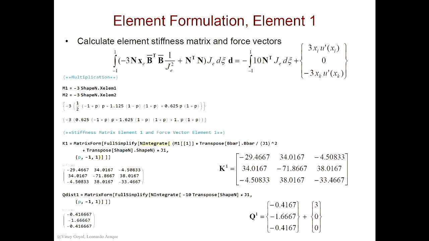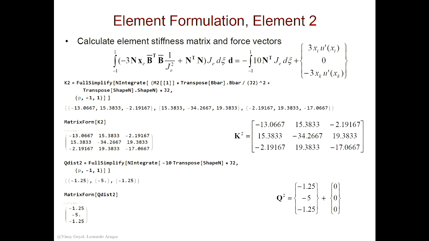What is the coordinate for node 1? 1. So 3 times 1 times 1 is 3. And I didn't specify any slopes anywhere else. So that's 3, 0, 0. So I have 3, 0, 0. Okay? Very simple. For element 2, I repeated it. Again, not many calculations to do at all. It was really quick.